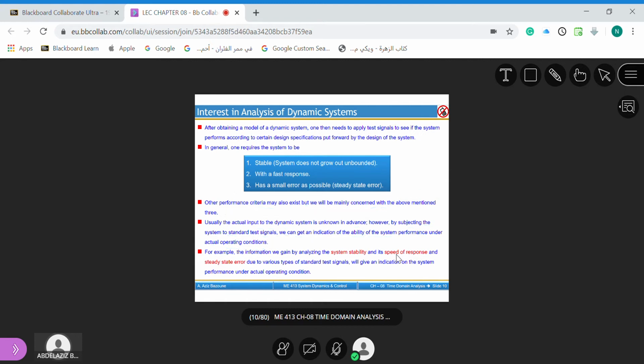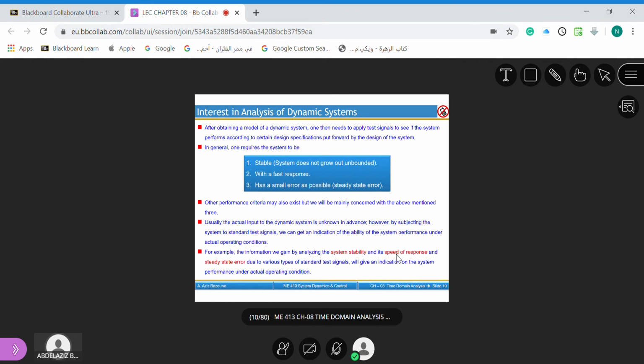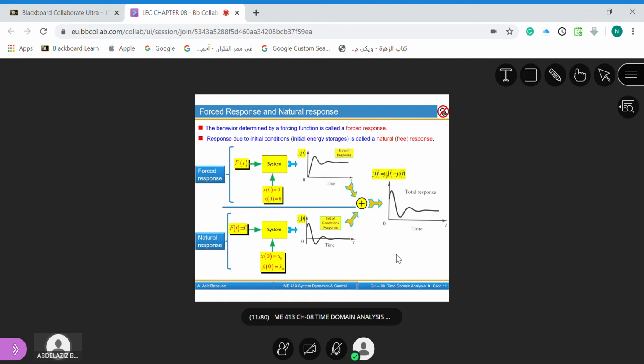Is this clear, Shabab? Any question before we move? Any question, Shabab? Okay. If it is clear, let's move to the next slide, Shabab.